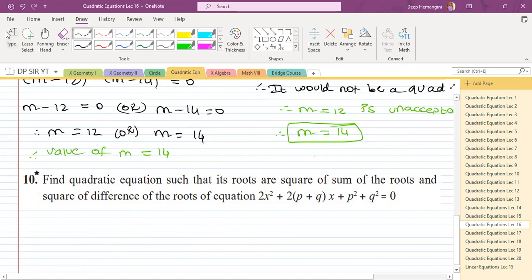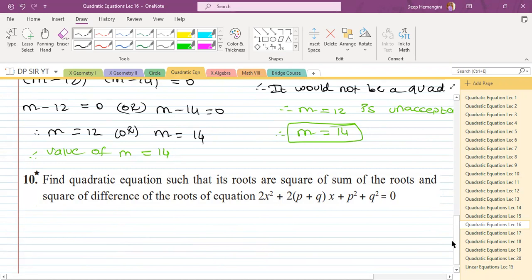Find quadratic equation such that its roots are square of sum of the roots and square of difference of the roots of equation 2x square plus (2p plus q)x plus p square plus q square. Okay, terrifying. I didn't understand a single word. So let's read the question term by term. Find quadratic equation such that its roots are square of sum of the roots. मतलब sum of the roots का square होगा. Okay, and square of difference of the roots of equation.